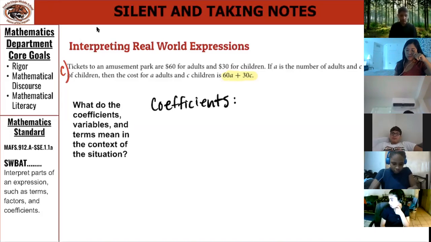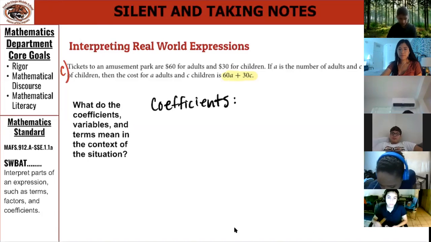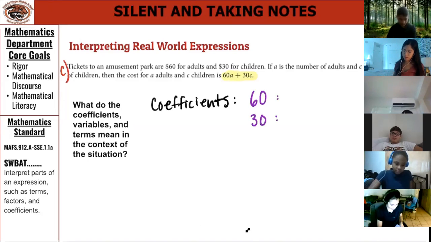First thing I want to know is, what are the coefficients? Not what they mean, the whole meaning of it. No, just what are they? What are the numbers? 60 and 30. 60 and 30. And then we're going to define what they mean.